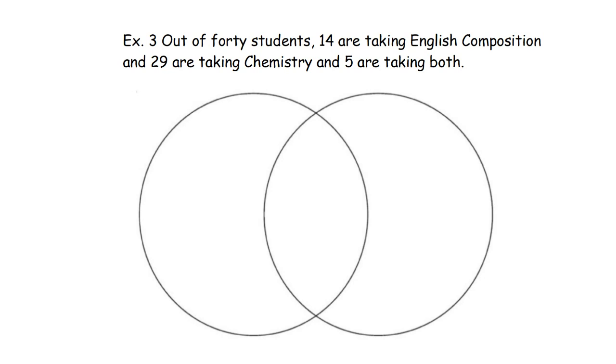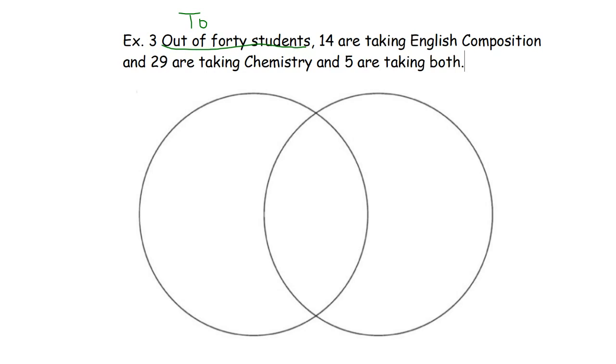So let's take a look at what we got here. And this is actually a problem from the lesson, but helping you by talking it out might help you figure out where you're going wrong with what you're doing. So let's take a look. It says out of 40 students, so that is important information. So we got a total of 40.